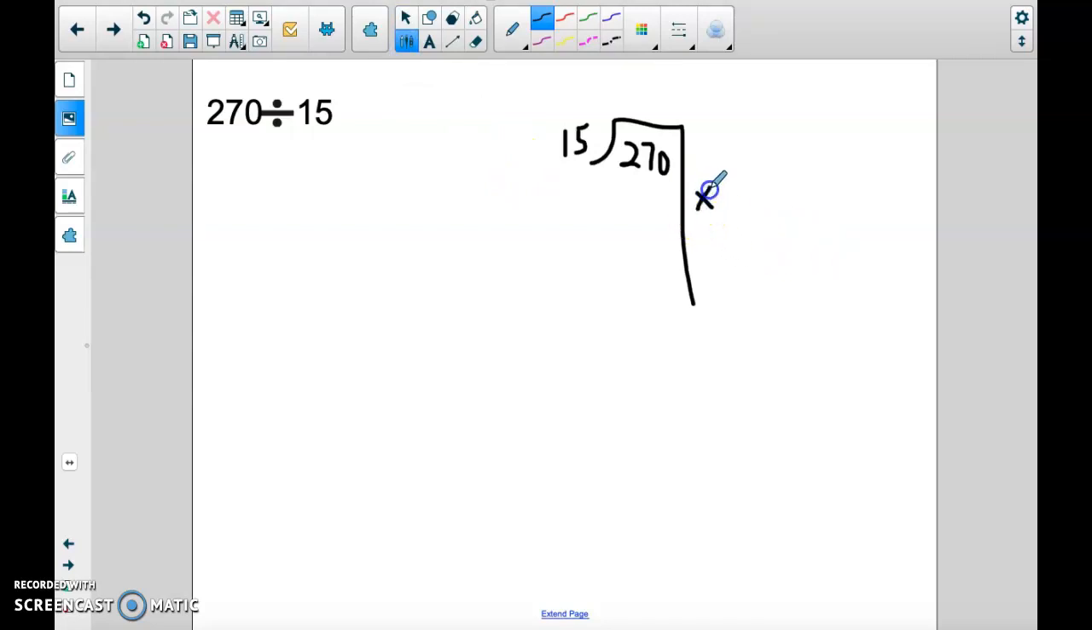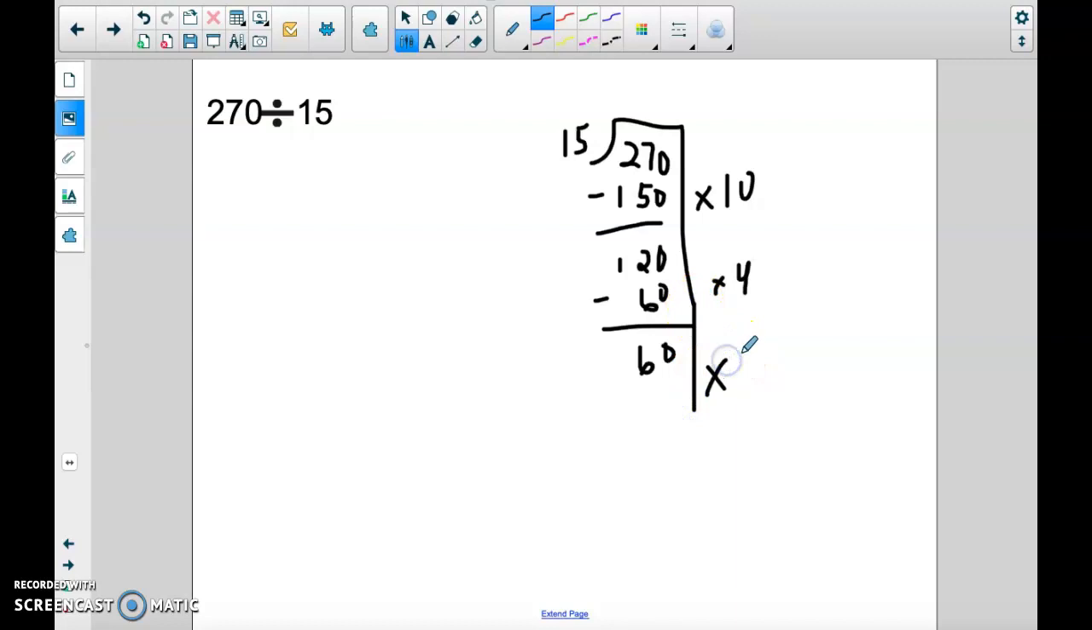So I could still do times 10 again to start, right? Because if I'm taking away 150, it's going to be 120. I am not quite sure. So I think what I'm going to do is I'm going to do times 4, right? Because I know 15 times 4 is 60. So I'm left with 60. I guess I could do times 4 again. Take away another 60. Left with 0. So then I come over here. My answer would be 18.